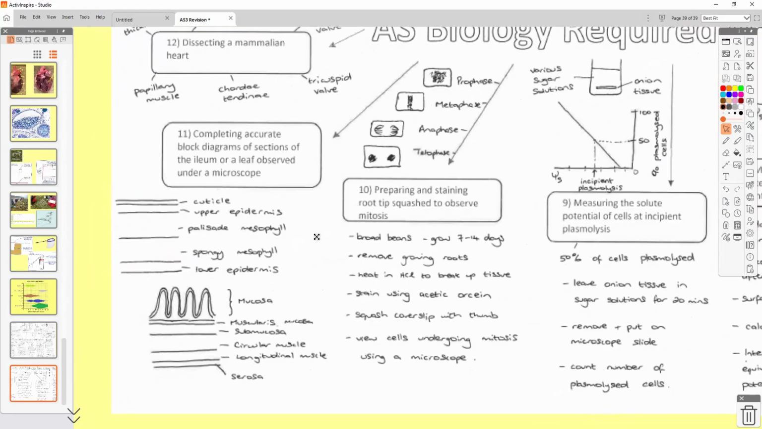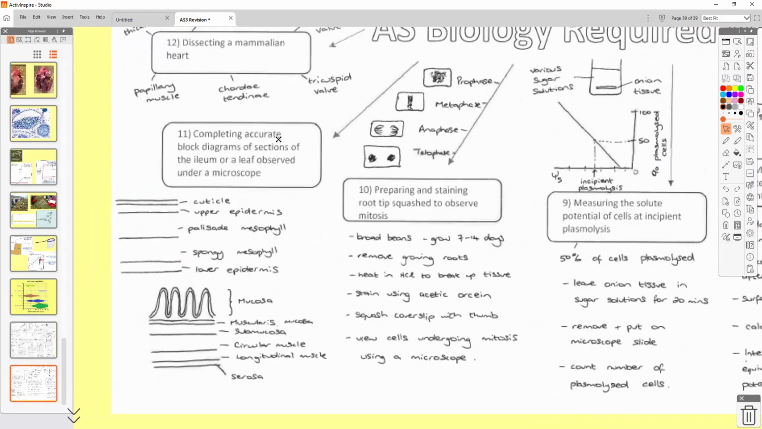There's your block diagrams for the leaf and the ileum. Leaf, if it's a simple leaf, is pretty easy. You just draw your different tissue layers. Ileum slightly harder. Generally with the block diagrams, there's 4 or 5 marks maybe for the drawing, and then there's maybe another 4 or 5 marks for labeling. So you'll have to remember the labels of each of these as well.